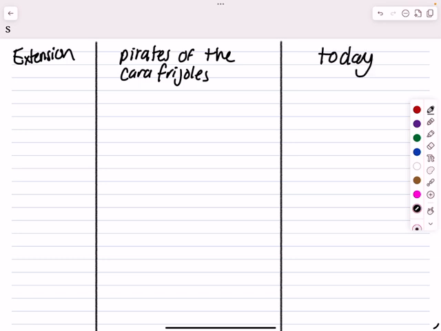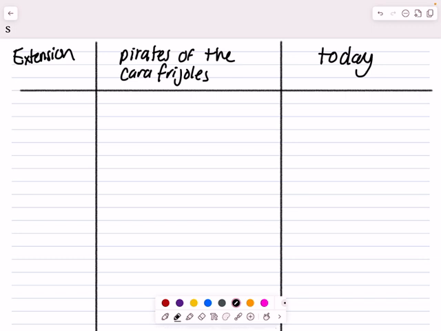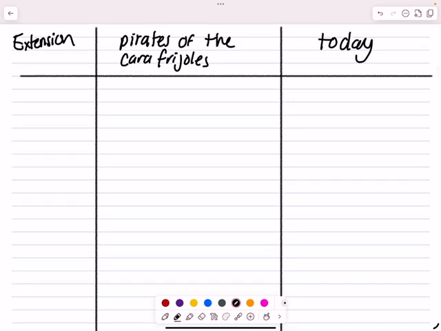All right. I think I'm going to bring these down here. It's kind of annoying me on the top. Okay. So, extension. Go ahead and write that down. Extension, Pirates of the Frijoles. Okay. So, Pirates of the Frijoles.